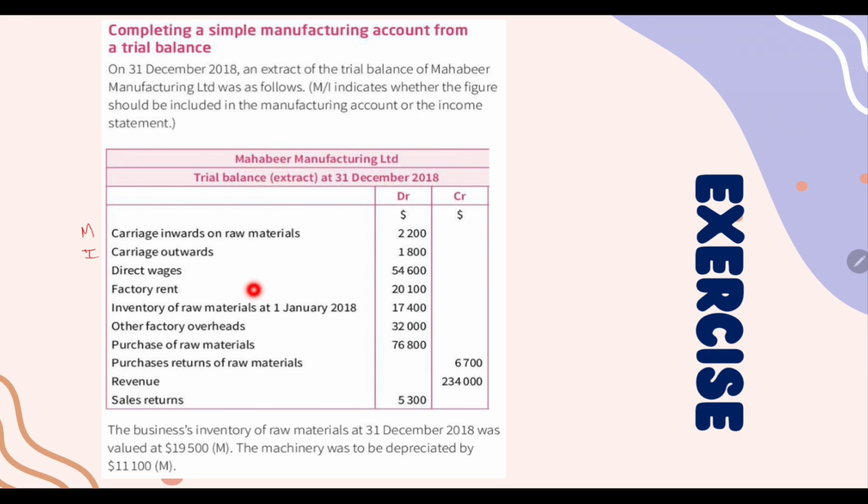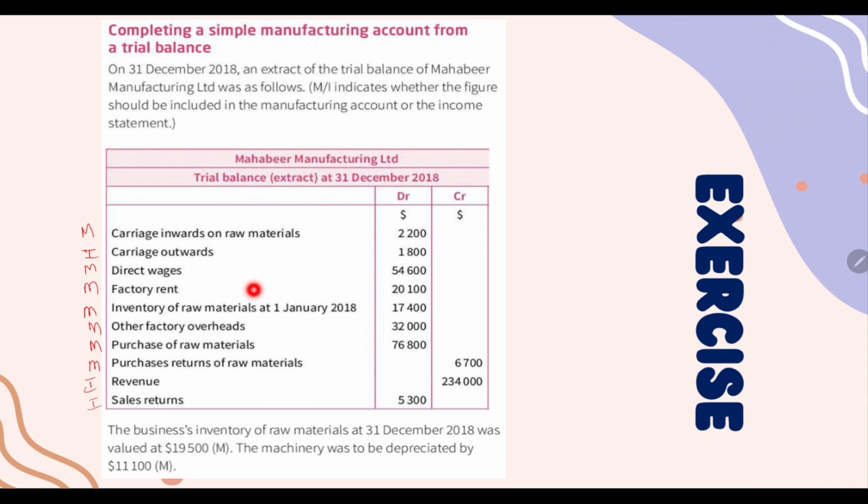Next, we have direct wages. Manufacturing account, part of the prime cost. Factory rent, overhead. Inventory of raw material. This is opening inventory, right? So this is manufacturing account. Other factory overheads, manufacturing. Purchase of raw material, manufacturing. Purchase returns of raw material, manufacturing. Revenue, income statement. Sales return, income statement.